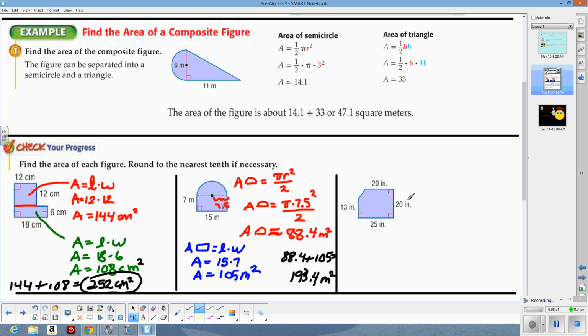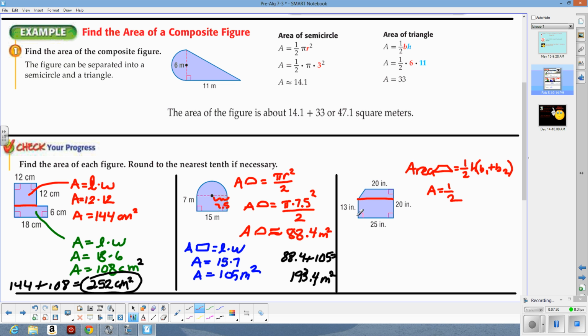All right, our next example, this can be divided into a trapezoid and a rectangle. So let's start with the area of the trapezoid. Area of a trapezoid is going to equal 1/2 times the height times the sum of the bases. So the area is going to equal 1/2 times the height. We need to figure out what the height is.